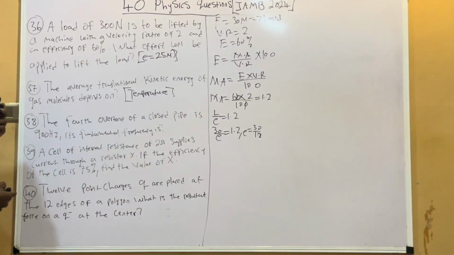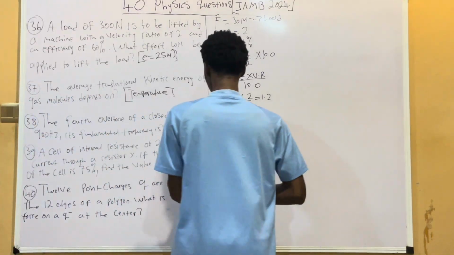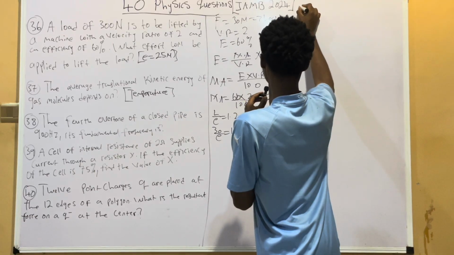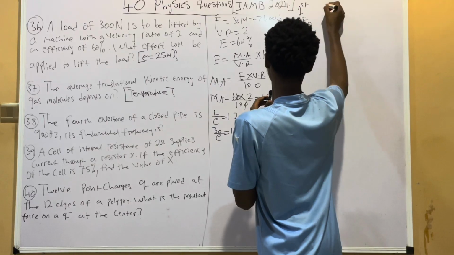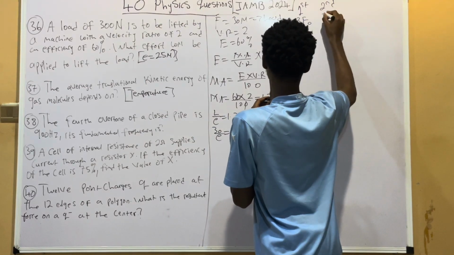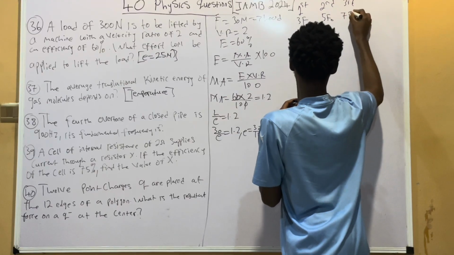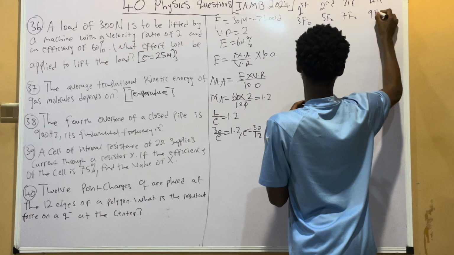Now, next question. The fourth overtone of a closed pipe is 900 Hz. Its fundamental frequency is. Now, for a closed pipe, it is important that you take note that the overtones are always odd. The first overtone is 3 times fundamental frequency. Second overtone is 5 times fundamental frequency. The third is 7 times fundamental frequency. And then the fourth overtone is 9 times fundamental frequency.